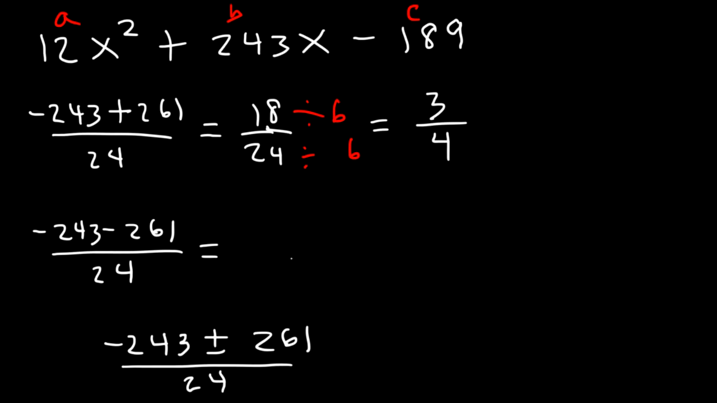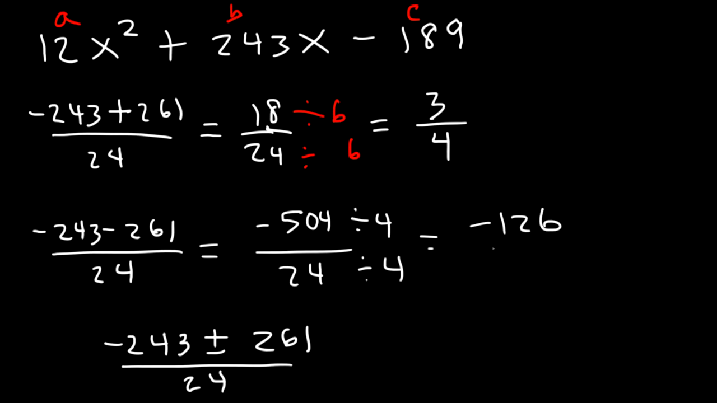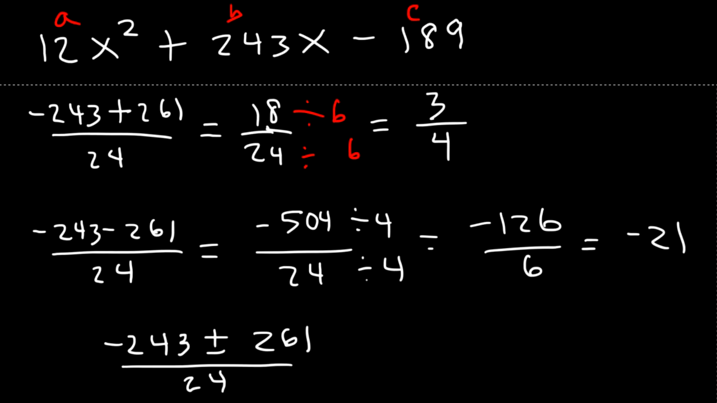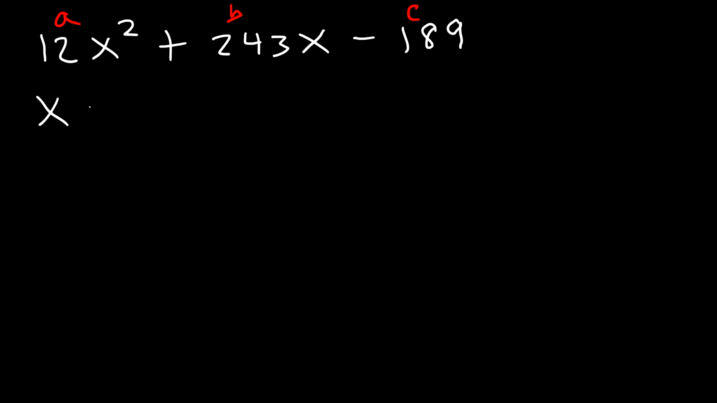Negative 243 minus 261, that's negative 504. Both numbers are divisible by 4. Negative 504 divided by 4 is negative 126. 24 divided by 4 is 6. Now 126 is divisible by 6. It turns out that it's 21, but it's going to be negative 21. So right now, what we have is that x is equal to positive 3 over 4, and x is equal to negative 21.